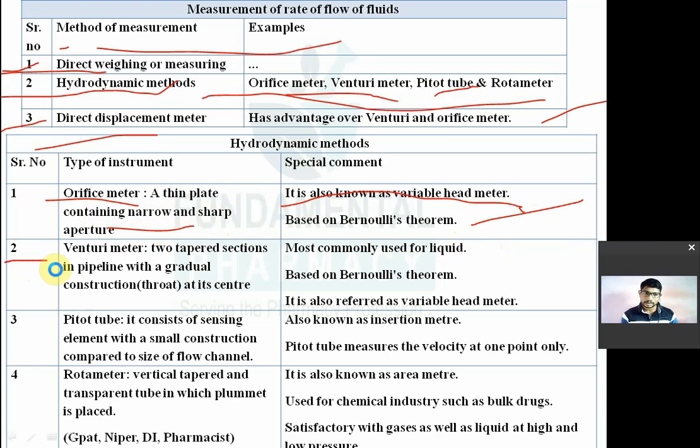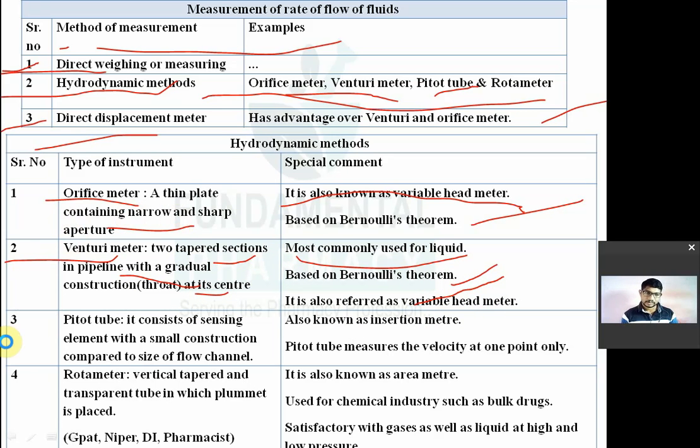Another hydrodynamic method, measurement of flow rate using hydrodynamic method: venturimeter. So the construction is like this: two tapered sections in the pipeline with a gradual constriction that is known as throat at its center. It is most commonly used for measuring the flow rate of liquid. Again, it is based upon the Bernoulli's theorem, and it is referred to as a variable head meter. दोनों ही orifice plus venturi.